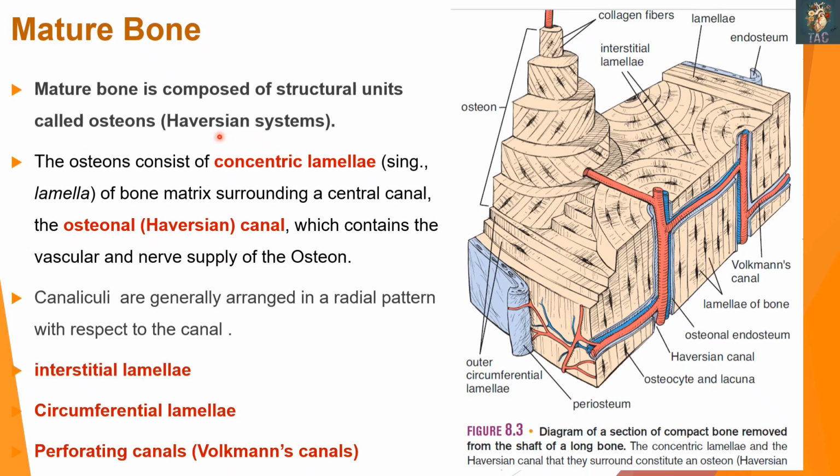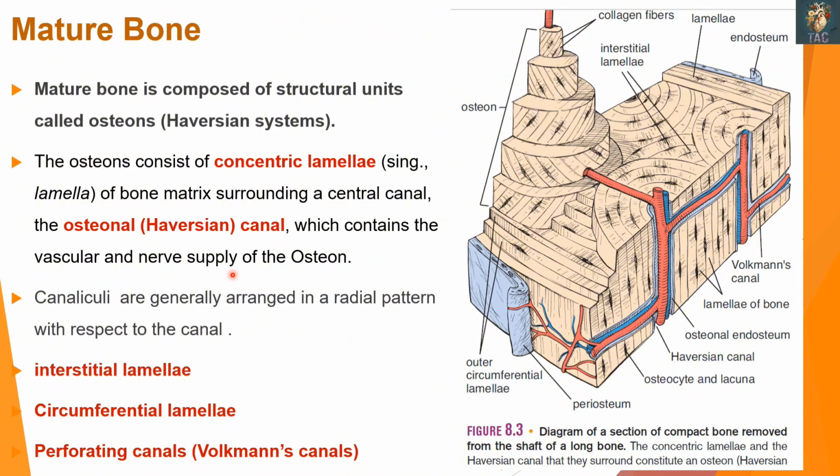So we can again discuss the bone as the mature bone and the immature bone. Mature bone, as I have told you, is composed of structural units called the osteons or the Haversian system. The osteon consists of the concentric lamellae. These are the concentric lamellae of the osteon. They surround the central canal, and the central canal is also called the osteonal or the Haversian canal. It contains the blood vessels and the nerves. Here you can see this is the osteonal canal. This is again the osteonal canal.